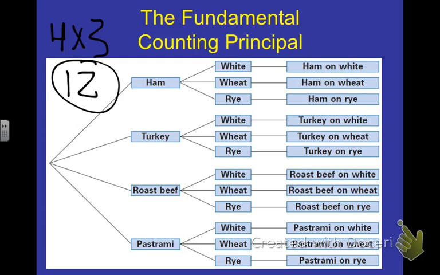So we could use this tree diagram, but imagine if you had like lots of different choices. These branches just get crazy. You end up with a lot. If I've got 96 different choices, I'd have 96 different branches at the end. I really don't want to draw that. So we came up with this fundamental counting principle that just shortens it down, so we just multiply.